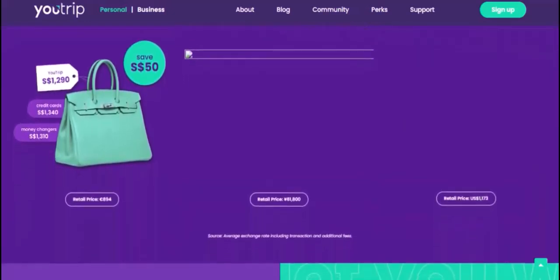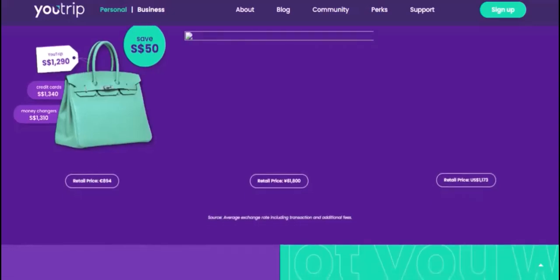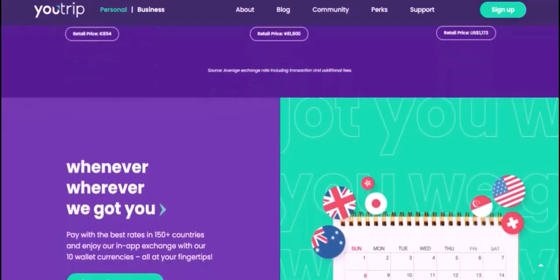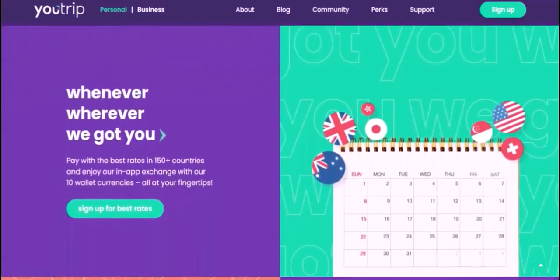Another option, if you have a friend or family member also using YouTrip, is to transfer the funds to their YouTrip account. You can then arrange for them to transfer the equivalent amount to your bank account through a separate method. While not a direct withdrawal, it's a workaround that can be useful.